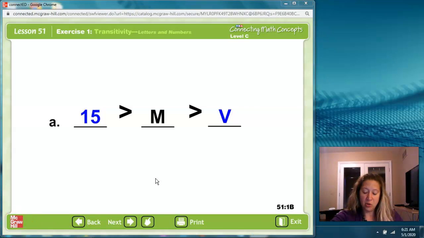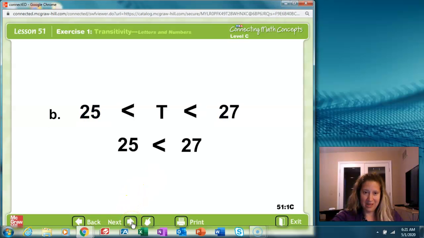Work problem B. Write the 3 values on the top line. And below that, write the statement that does not have the middle value. Go ahead and do that. And check it. So T was in both, therefore T was the middle value. 25 was less, 27 was more, and then you're comparing without the middle value, the small number and the big number.